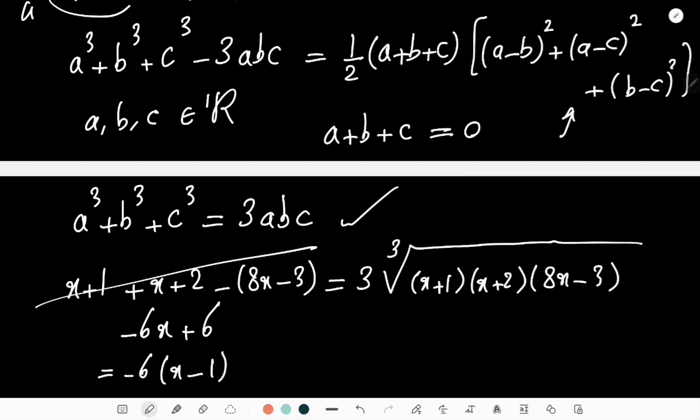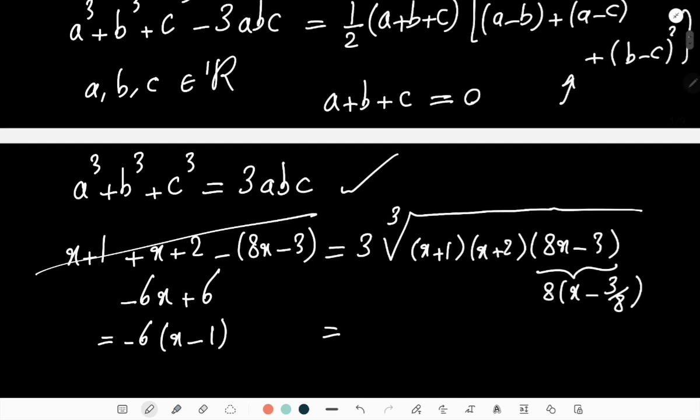Okay, and then on the right side, what I will do is factorize this 8 here because you will see now why. If I factorize that, then I have 8 times (x minus 3/8). And then this 8 will come out of this cubic root and becomes 2.